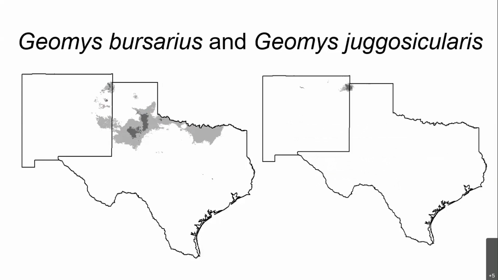So with the species distribution models and the genetic data, it's possible that jugosicularis at least can belong to the same OTU as Geomys bursarius, even if they are different species. But more traditional data would be needed.